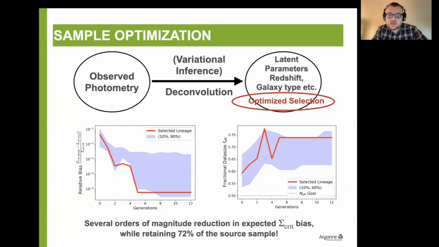What we are able to do in this way is we can select source galaxy samples that have a very low expected photometric redshift error. And what you see here on the left-hand side is that in this way we can reduce significantly, by orders of magnitude, the systematic in our critical surface density modeling, while at the same time retaining the vast majority of our source galaxy samples. So we are currently testing this approach, but also applying it to LSST.